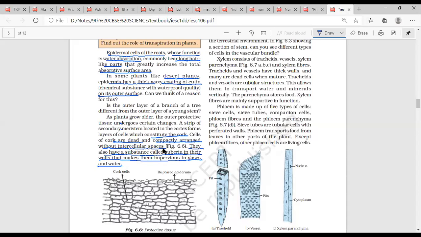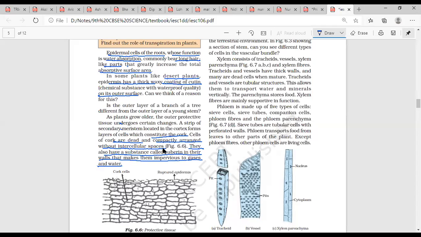Otherwise, when those parasites enter, they damage the full plant tree. So its main function is to protect from all those invaders. There is no exchange of gases, not even with water, and because of that, foreign particles, that is germs and pathogens, are prevented from entering the inside of the tree.